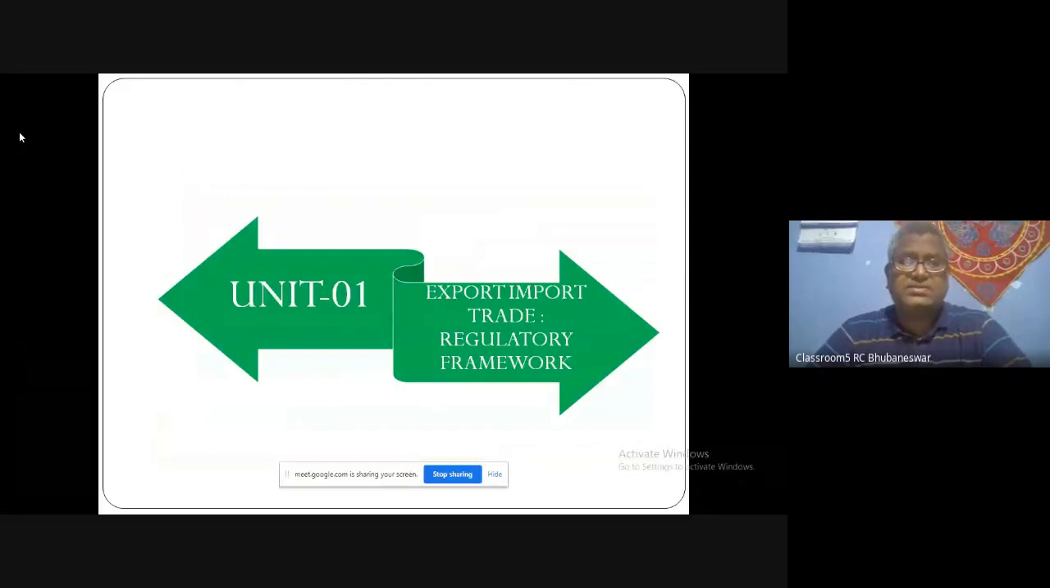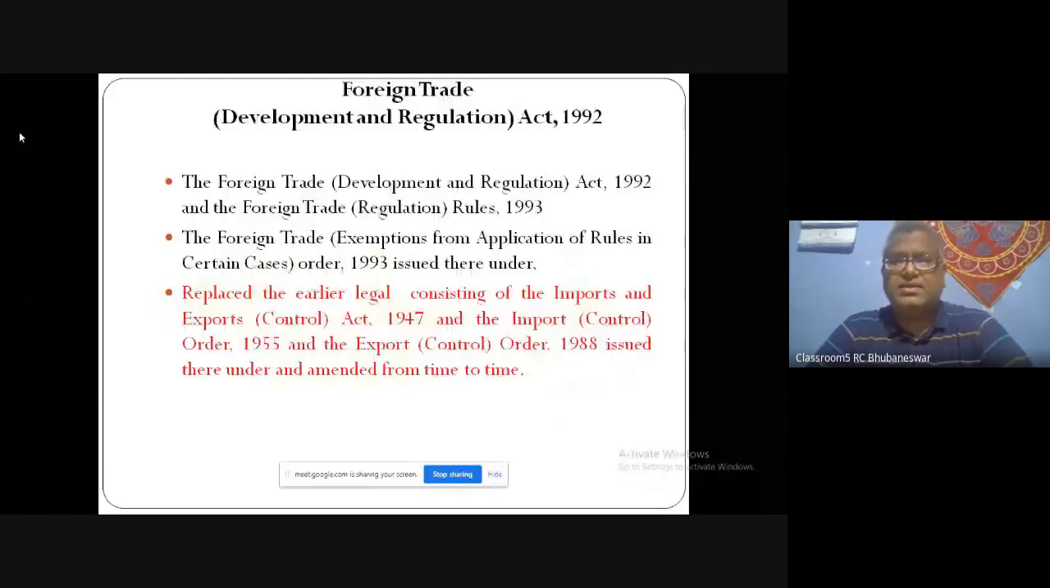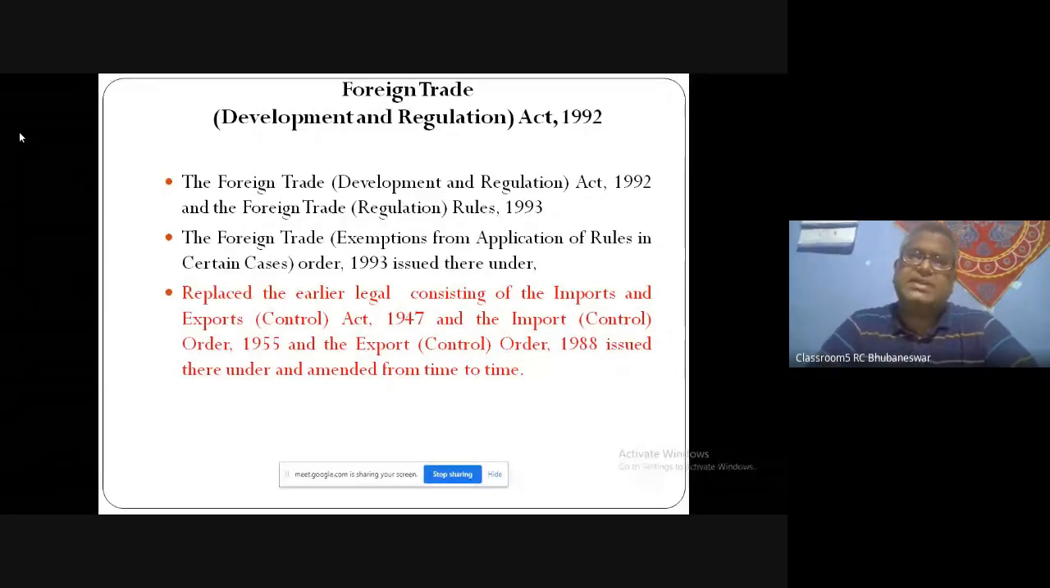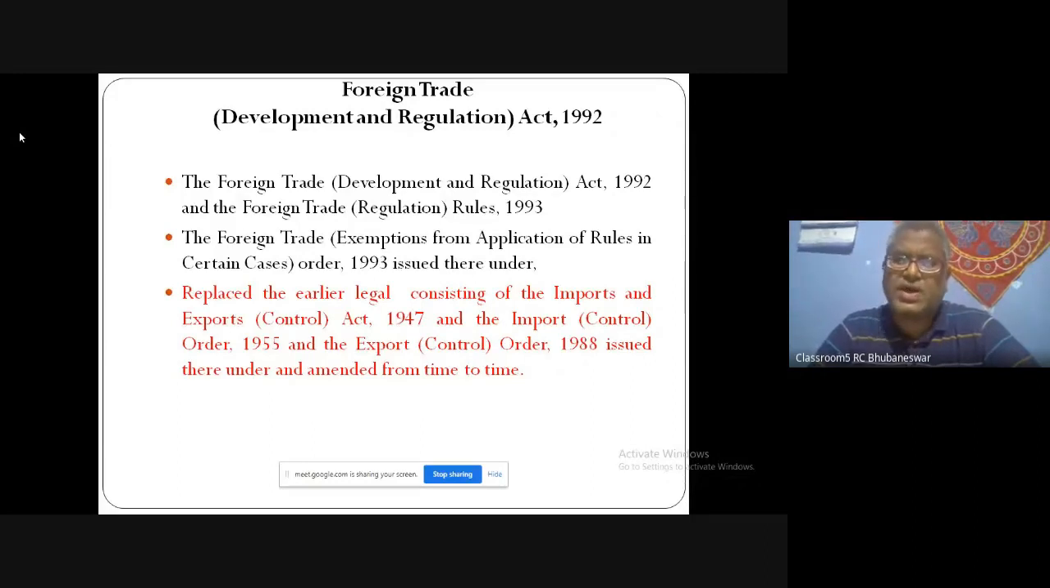My dear students, now I am presenting unit 1, which is called export import trade and regulatory framework. In previous classes I explained that a regulatory framework or regulatory environment is necessary for foreign trade or international business. If you talk about export import procedure, export financing or import financing, which you may call foreign trade, there are some regulatory issues.